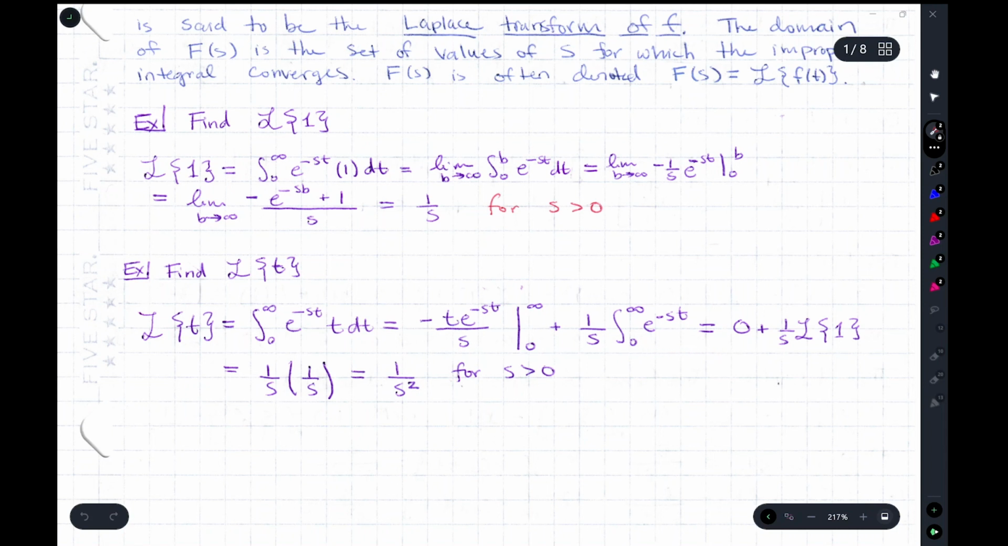And notice what we end up with, 0 plus 1 over s. And this guy here, well, that's exactly this, okay? So that's just the Laplace transform of 1. Rather than compute it all over again, we just plug in 1 over s, which is what the Laplace transform of 1 is. We have this 1 over s multiplying it, we get 1 over s squared. And again, this will work for any s strictly greater than 0.